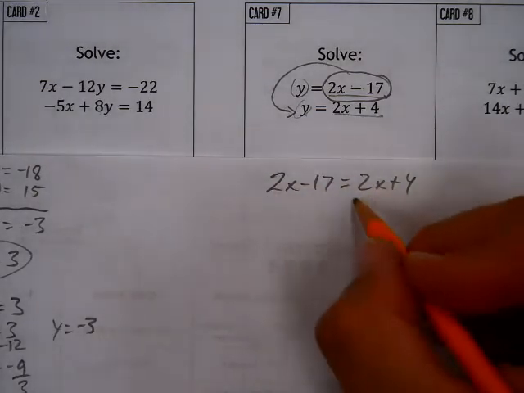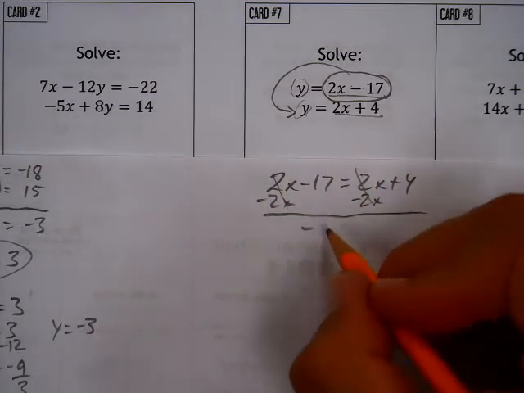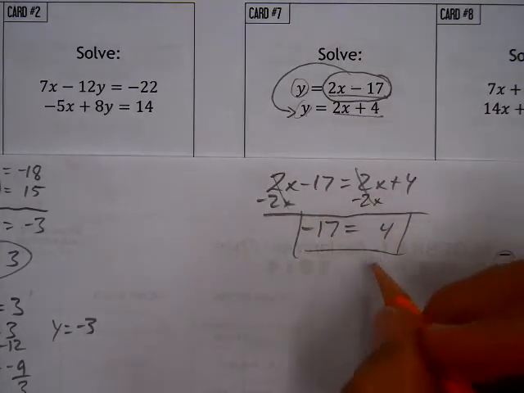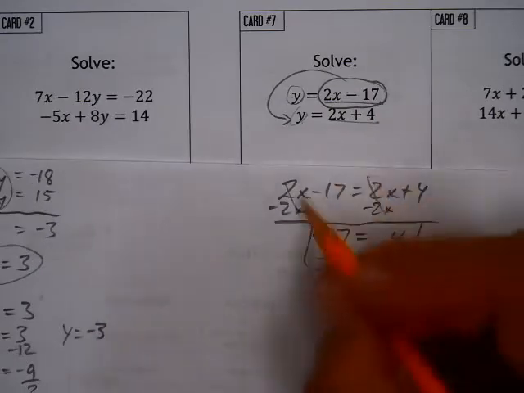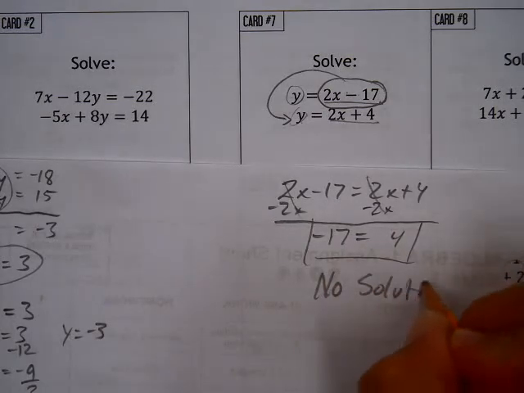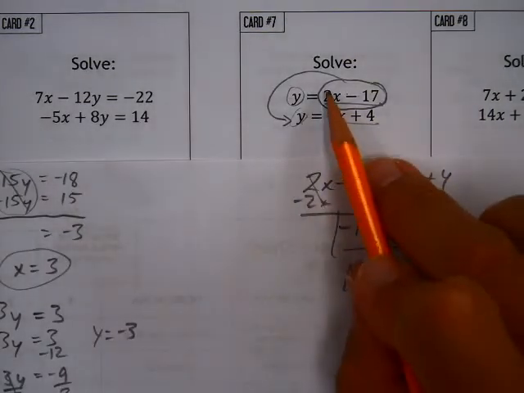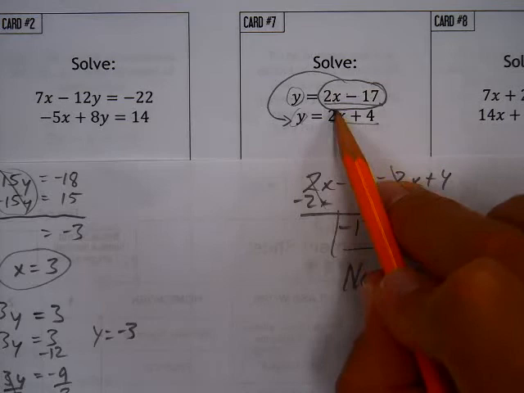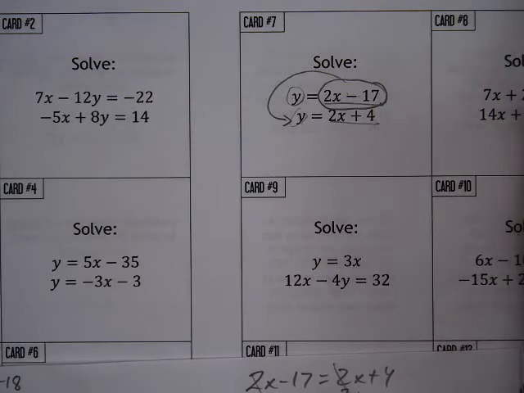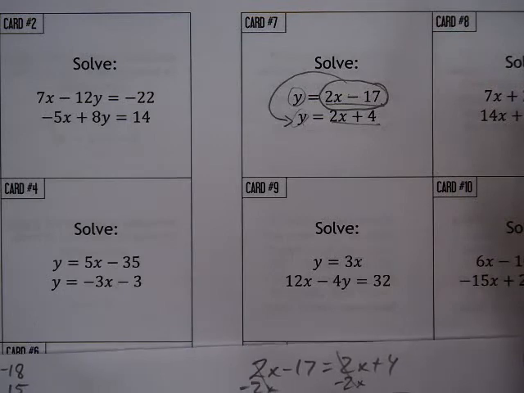To consolidate, you find out pretty quickly that when you move the 2x over, all the x's go away and we're left with negative 17 equals 4, which is not a true statement. If you have something that's not true after you've eliminated all your variables, if they all go away, then your answer is going to be no solution. You could have also seen that up here, noticing that these both had the same slope but a different y-intercept. So that meant they would have been parallel lines.